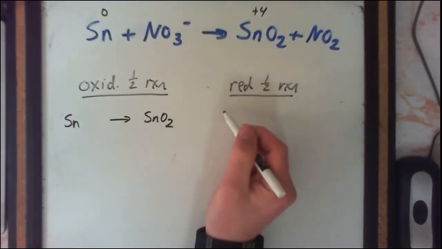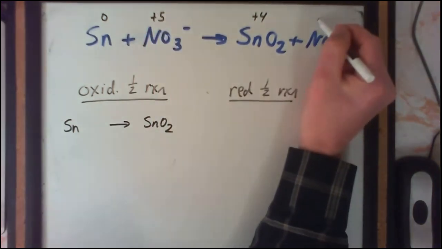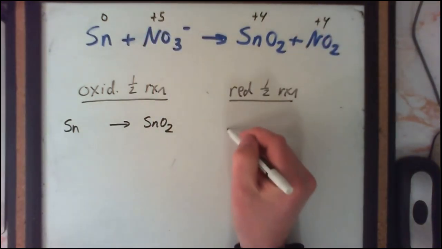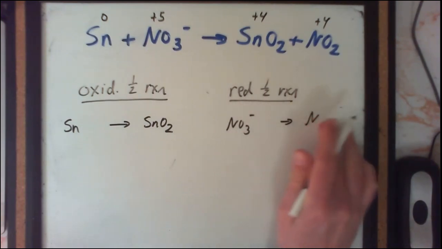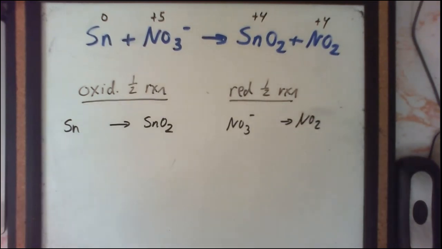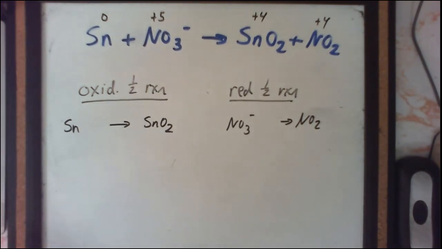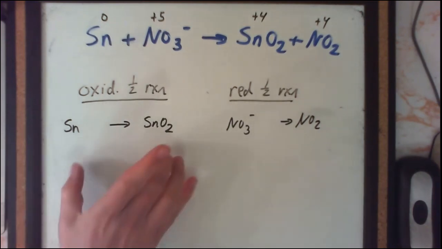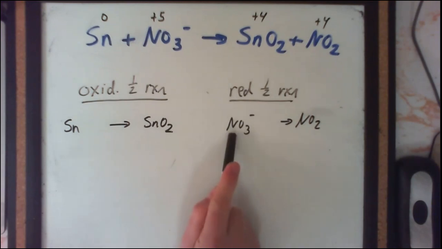And then the nitrogen must be being reduced. It goes from a +5 oxidation number to a +4 oxidation number. So we have NO3 going to NO2. Now that we've separated the 2 half reactions, we'll go through the series of steps to first mass balance and then charge balance each of these 2 half reactions separately before recombining them. Our first step is to mass balance everything but oxygen and hydrogen. 1 tin equals 1 tin. 1 nitrogen equals 1 nitrogen.